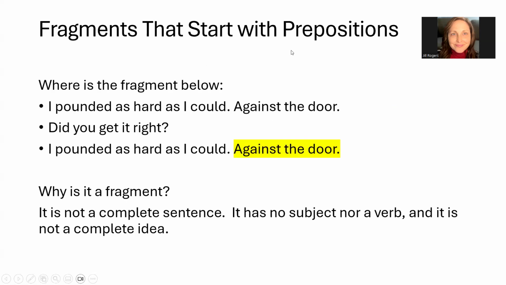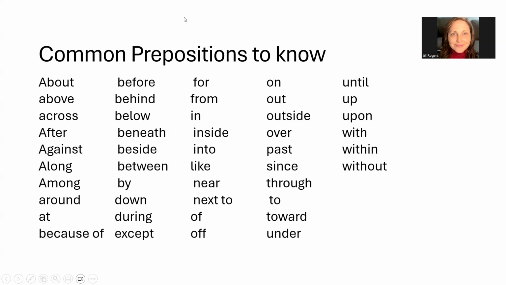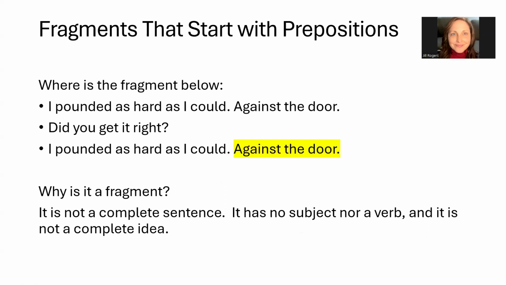Okay, so fragments that start with prepositions. So first you want to know what a preposition is. It's a location word, right? So it's like against, to, let me go here. Common prepositions. These are the examples. About, above, across. I'm not going to read those all to you, but see that these are location words. They are connecting other words to give a relationship to the other words surrounding. Okay, so you have that list. It's also on the handout.